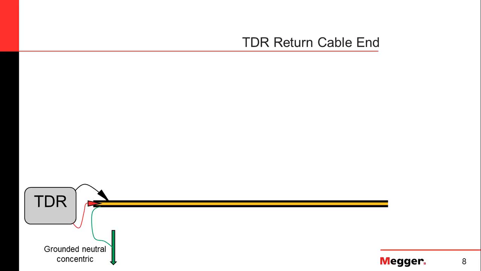Here we have a TDR connected to a medium voltage cable. It's not shown clearly, but the neutral concentrics of this cable are grounded at each end, and the TDR is actually connected to the neutral concentric and the center conductor. This particular medium voltage cable has a splice in it. So the TDR is going to release a low voltage pulse when we tell it to.